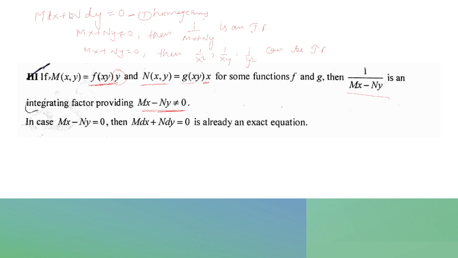M(x,y) equal to f(xy) into y. In this case, the function is a function of xy into y and N(x,y) equal to a function of xy into x, a multiple of x, and this a multiple of y. Then if Mx minus Ny is not equal to 0, remember this one, then 1 by (Mx minus Ny) is an integrating factor. And if Mx minus Ny is equal to 0, then the equation is already an exact equation. Based on this case, similar to the previous case, we solve a question.